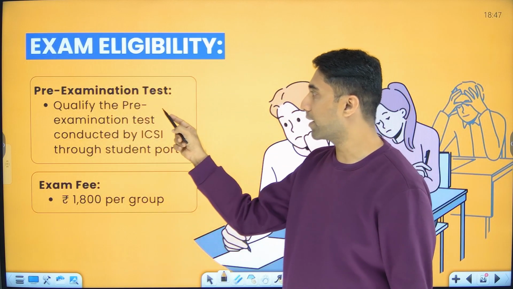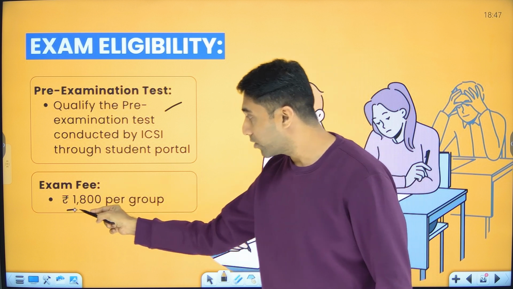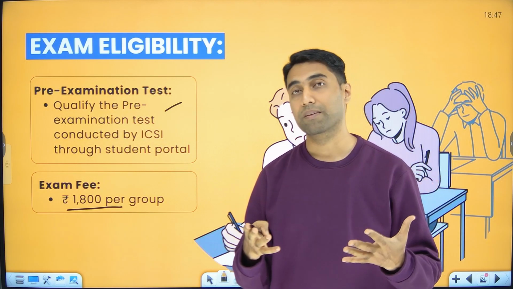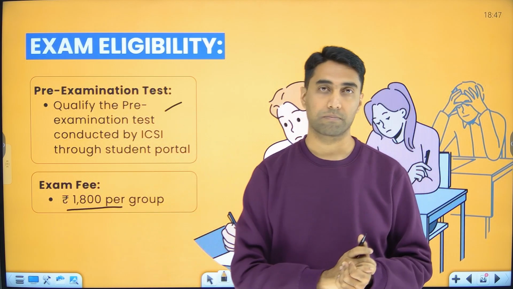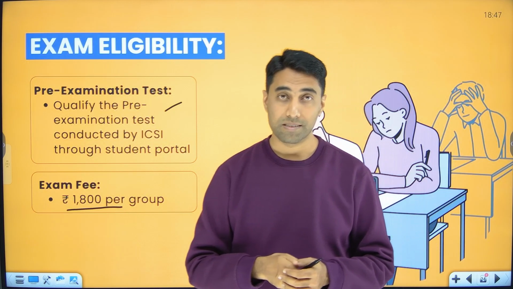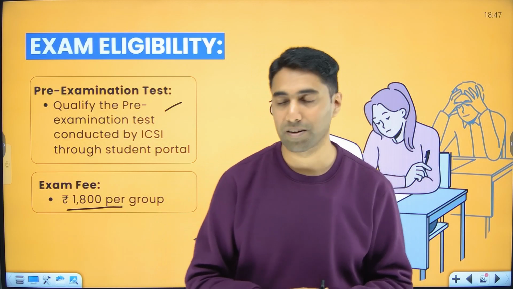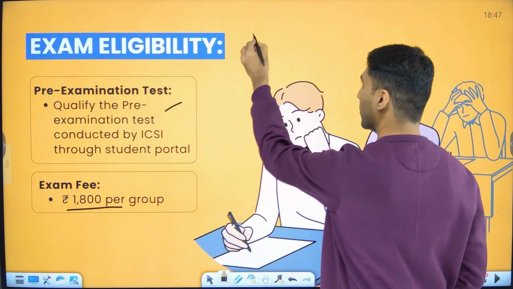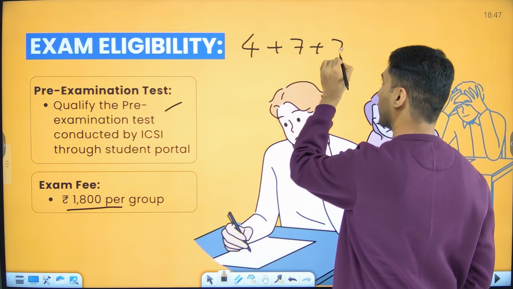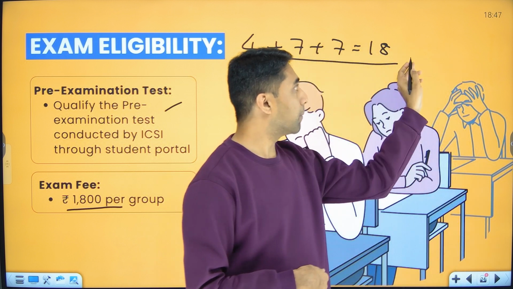So exam eligibility, again you have a pre-exam, which is easy, everyone passes. And here you have to give 1,800 rupees for the final exam fees. Exam fees is 1,800 rupees. So 2 groups are there, 7 subjects here also. So that is 3,600 rupees. That is the fees for the exam. So if you see CSEET, you have 4 subjects, executive 7, and again finally we have 7. Totally 18 subjects. If you pass, you can become a company secretary.